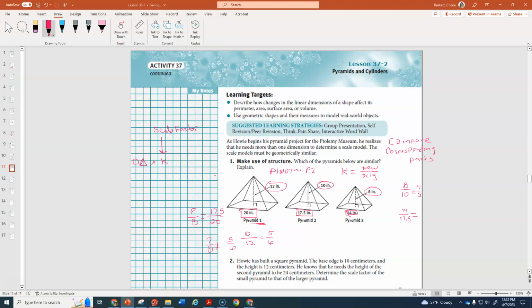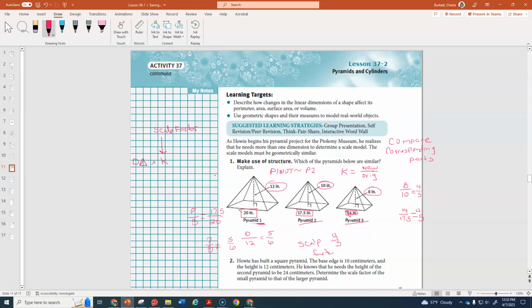So that reduces down to 4/5. I got the same scale factor for both measurements. So that means that pyramid 2 to pyramid 3 has a scale factor of 4/5. That is my scale factor.